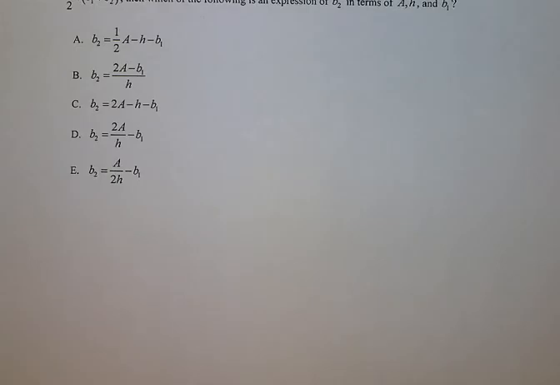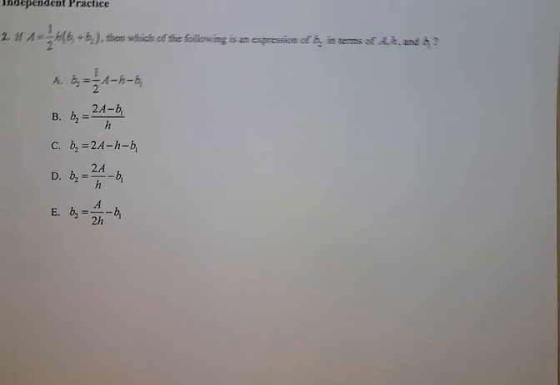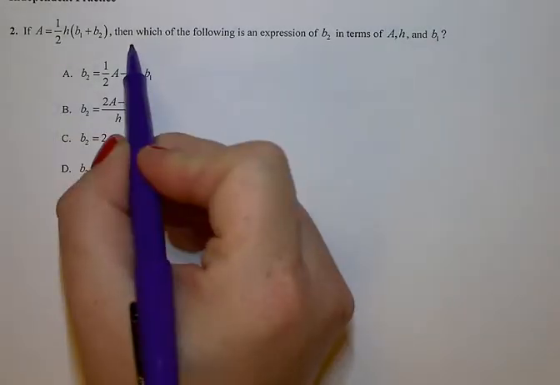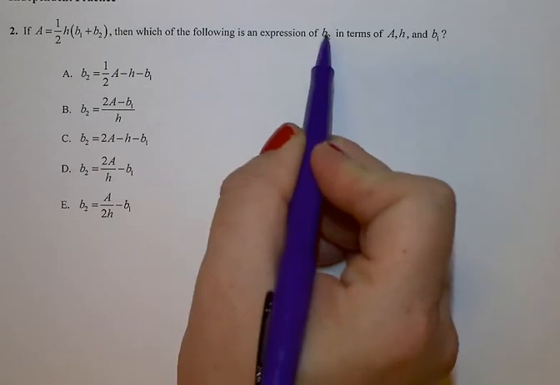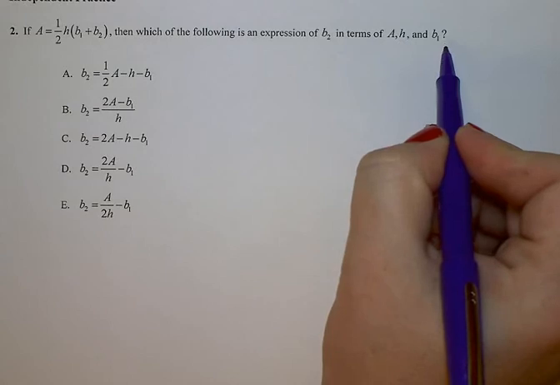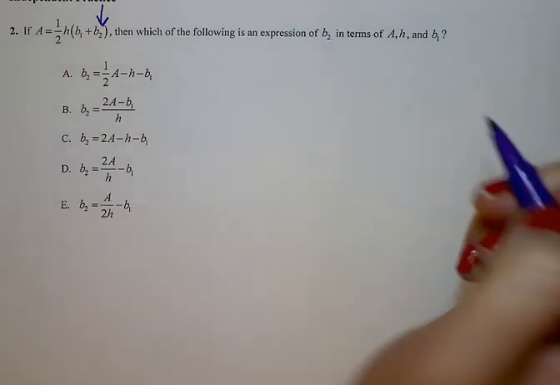Let's go over independent practice number 2. You may recognize this equation as the equation for the area of a trapezoid. We're asked, which of the following is an expression for b sub 2, an equation for b sub 2 in terms of a, h, and b1. So we want to isolate the b sub 2.